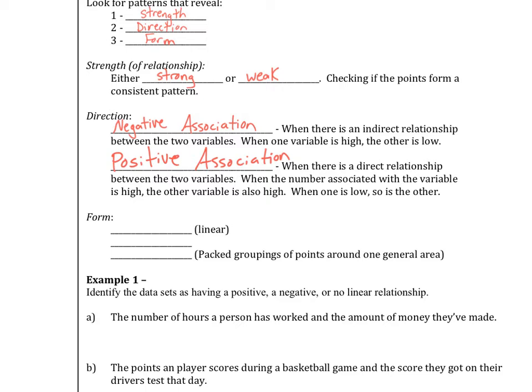One example I can think of for a negative association would be the number of questions you got wrong compared to the score you got in your test. The more questions you got wrong, the lower your score would go. So if one number goes up, the other one goes down. Or if you have a really high score in your test, the number you got wrong is really low.